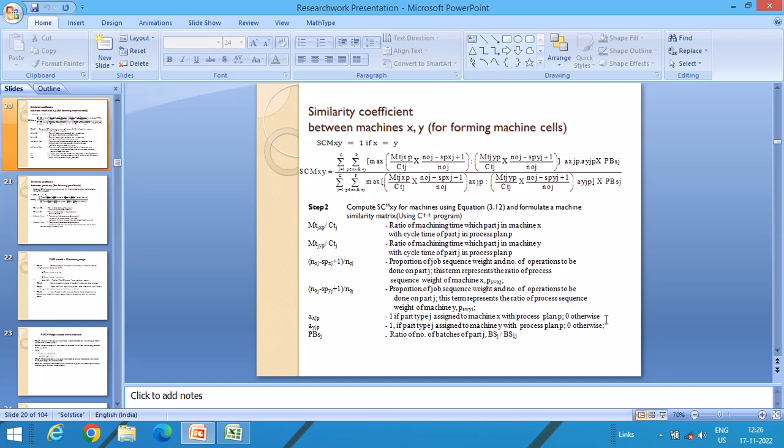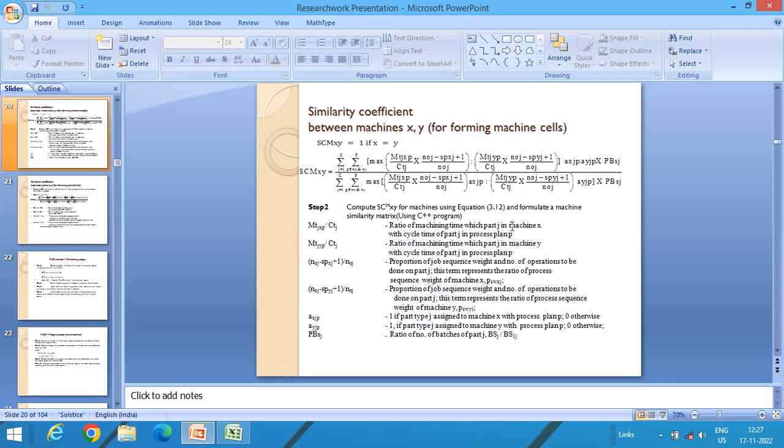divided by the summation of J equal to 1 to C, summation of P to P, of the maximum of the product of manufacturing time ratio and the job sequence weight ratio and the incidence of part J with the machine X, and the summation of the manufacturing time ratio of part Y into the job sequence weight ratio into the incidence of part J with machine Y into the batch size of part J, PBSJ.